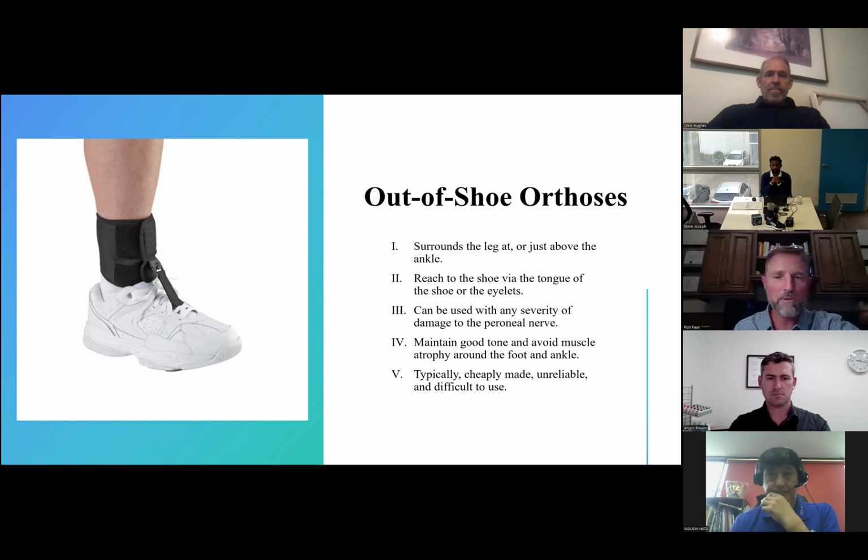A little cheaper options. They surround the ankle, a soft brace. Typically, most of these, as does the Elevate 360, drop down to the shoe, kind of lock into the shoe in some way, usually the tongue of the shoe or linking into the eyelets of the shoe. And they can be used with any severity of nerve damage, but these cheaper versions are probably most effective in people that have some moderate injury but incomplete, so that it assists where they already have a little bit of the ability to elevate the ankle.